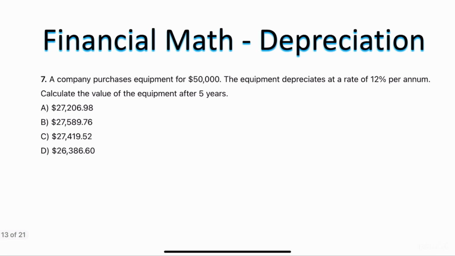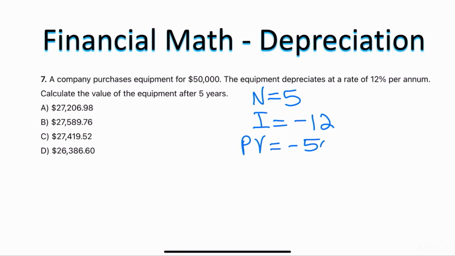Number 7, we go back to a depreciation question. A company purchases equipment for $50,000. The equipment depreciates at a rate of 12% per annum, meaning per year. Calculate the value of the equipment after 5 years. So in this case, N is 5. The interest rate, it's depreciating at 12%, which means it's going to be negative 12. Present value is negative 50,000 because that is how much it was worth at the beginning.